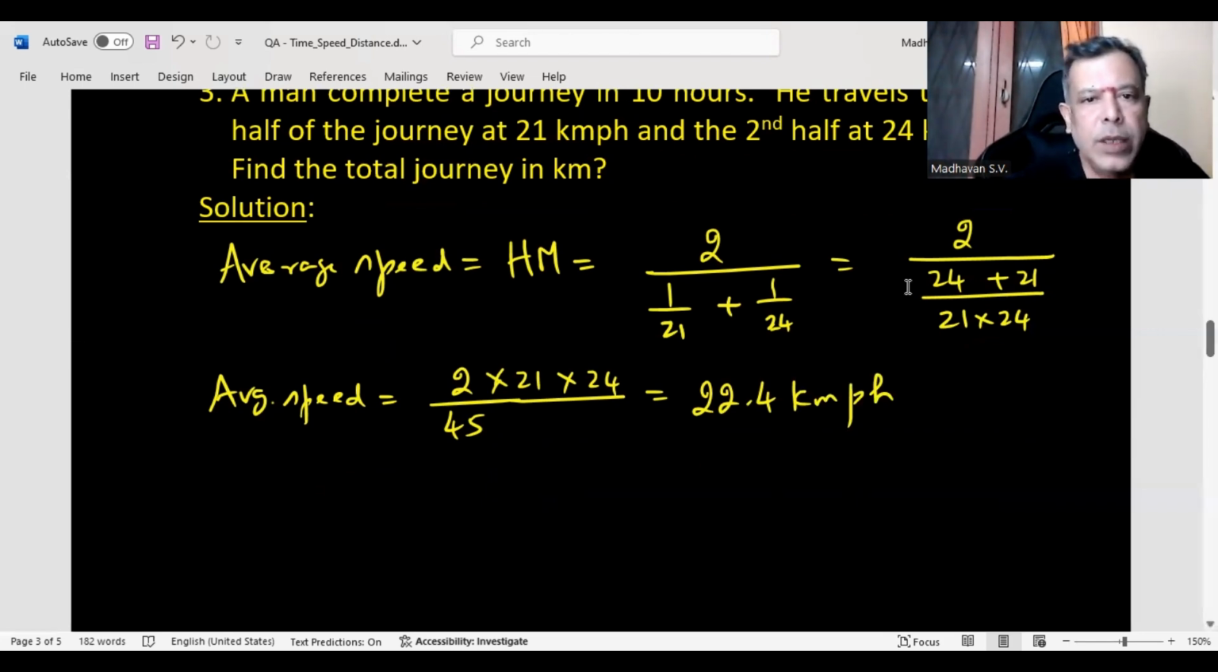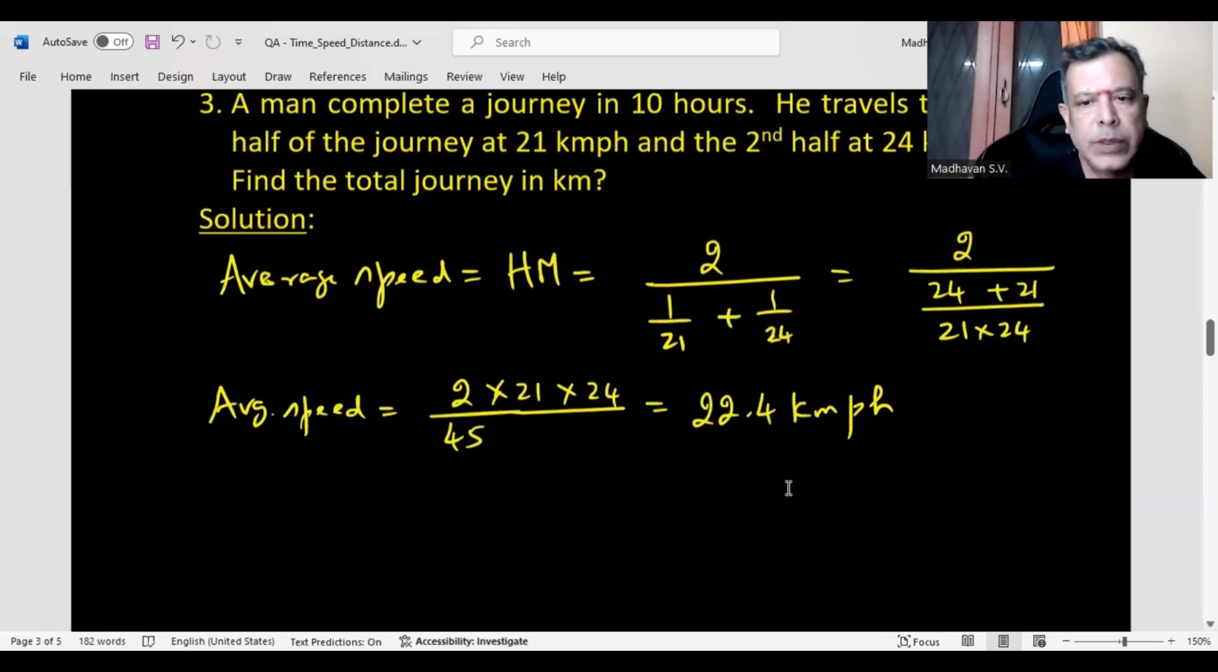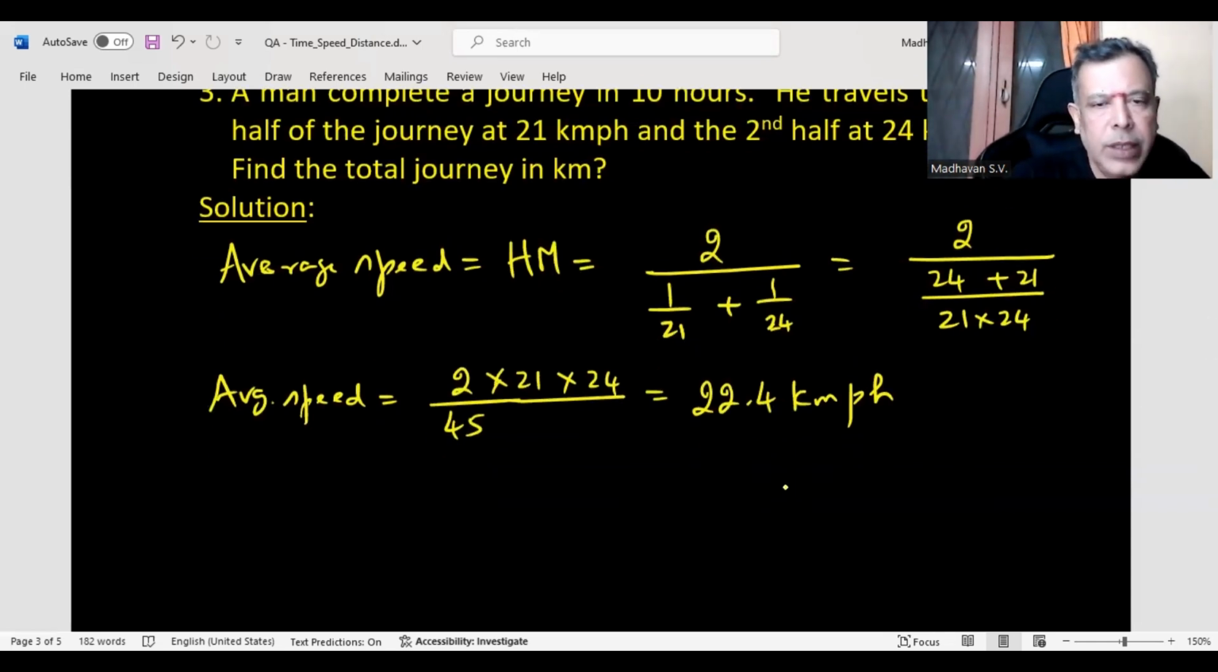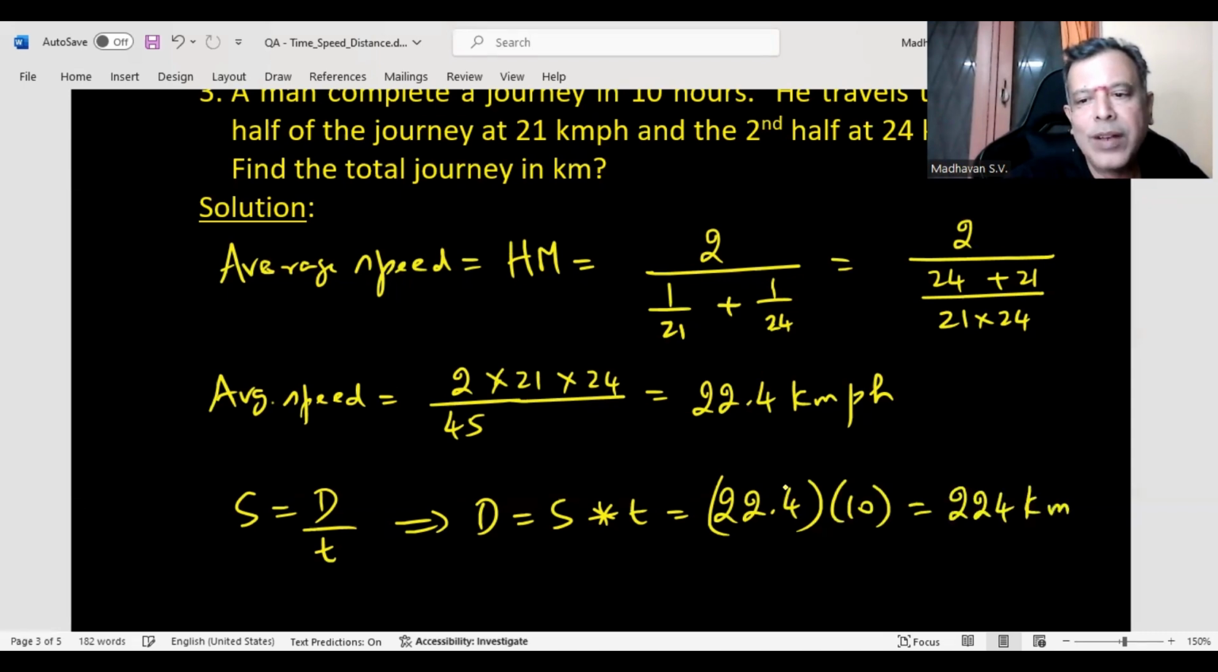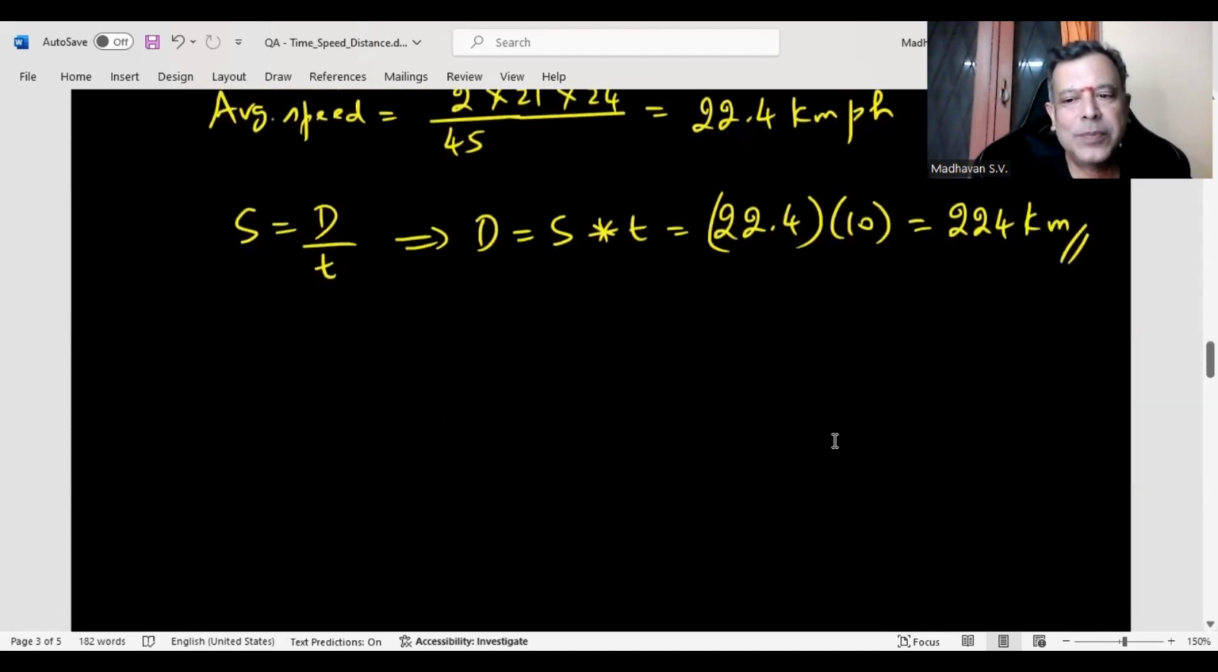Now, find the total journey in kilometer. So time is known. Find the total journey in kilometer means we need to find out distance. We know speed is distance traveled by time taken, which means distance will be speed multiplied by time. Speed, we will have to consider the average speed, which is 22.4, multiplied by time taken, it is 10 hours. So the distance traveled by him is 224 kilometer. That will be the solution for this particular question. Let us move on to the next.